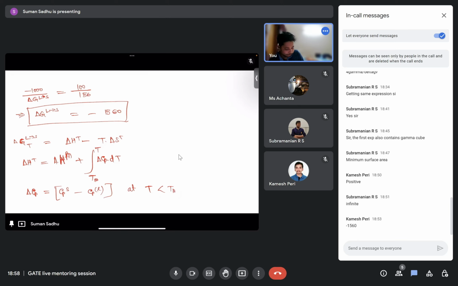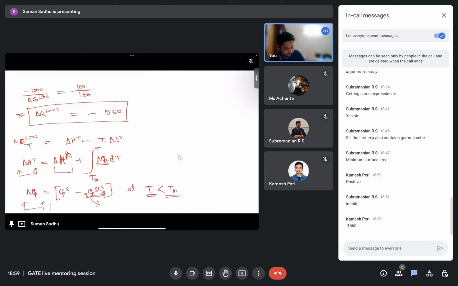Okay. As temperature T is below your Tm, it is very difficult to calculate the value of Cp of liquid at a temperature which is below Tm. So you cannot calculate the delta Cp value, and so the exact value of your delta H at T cannot be calculated at the temperature of undercooling.